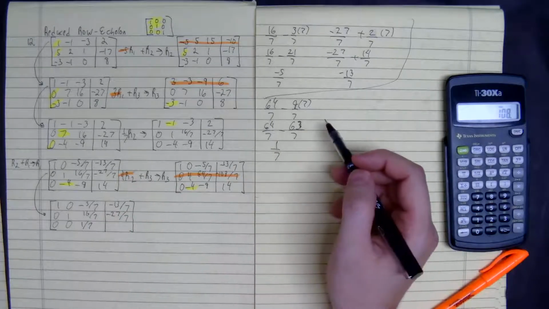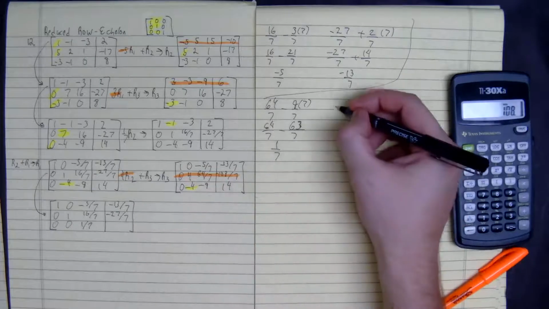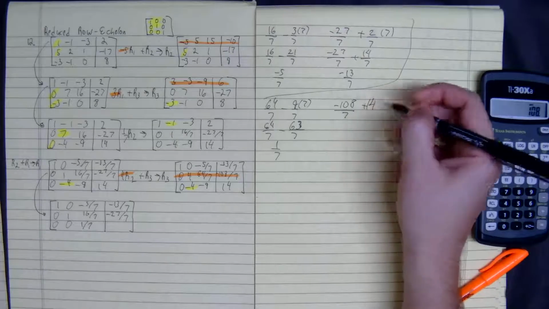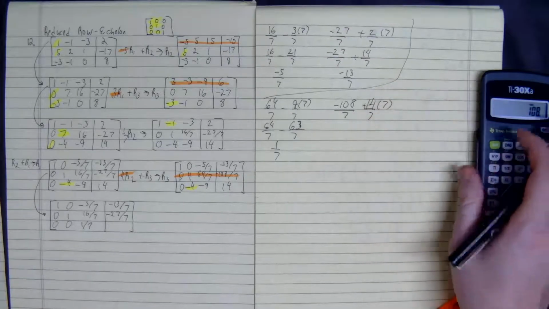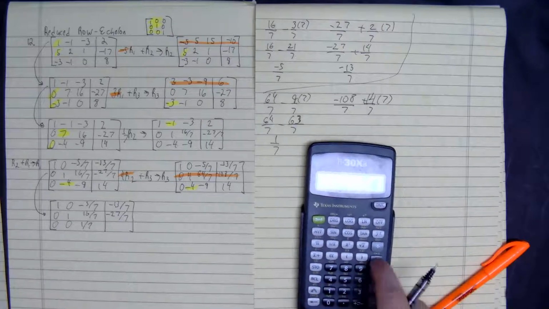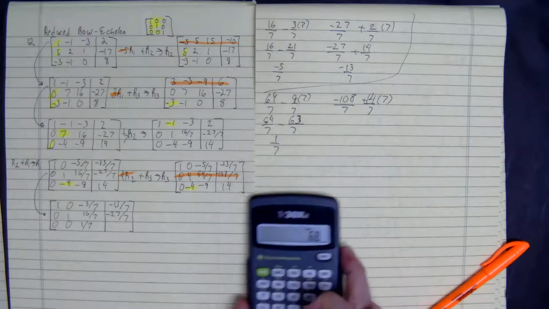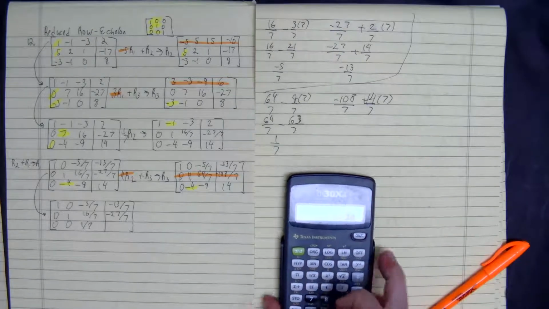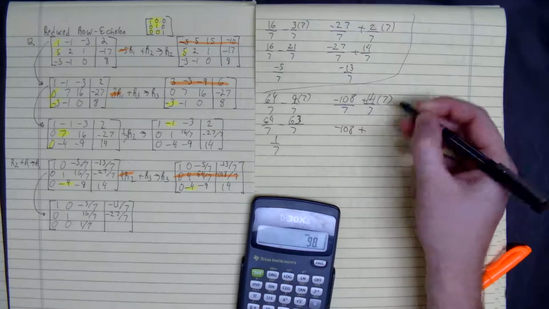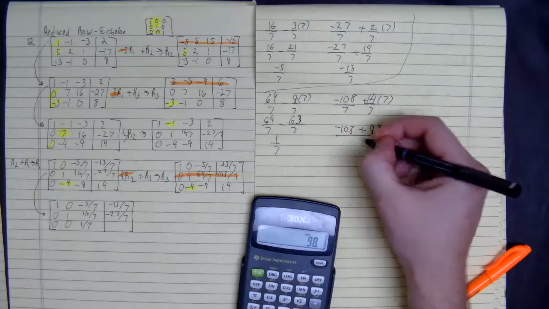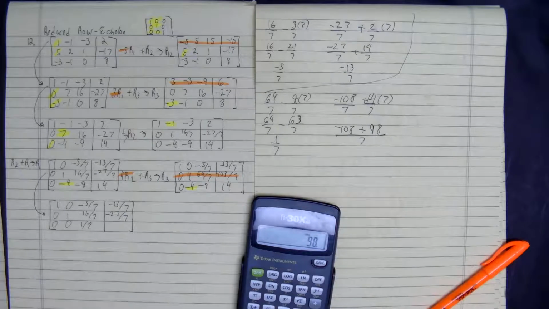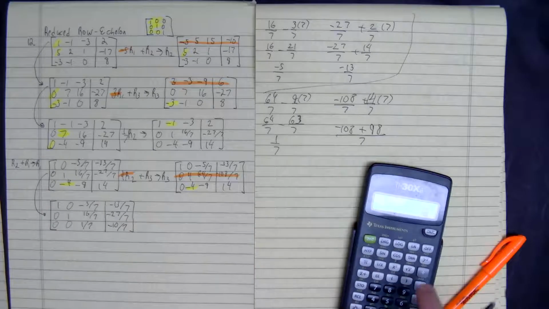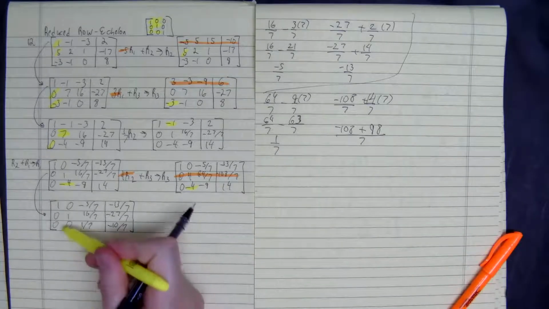And then we have our next one, which will be negative 108 over 7 plus 14 divided by 7. Multiply the numerator by 7 then. So 14 times 7 is 98. Yep, 98 sounds about right. Negative 108 plus 98 all over 7 gets you negative 10 sevenths. Good. So we made that a 0.